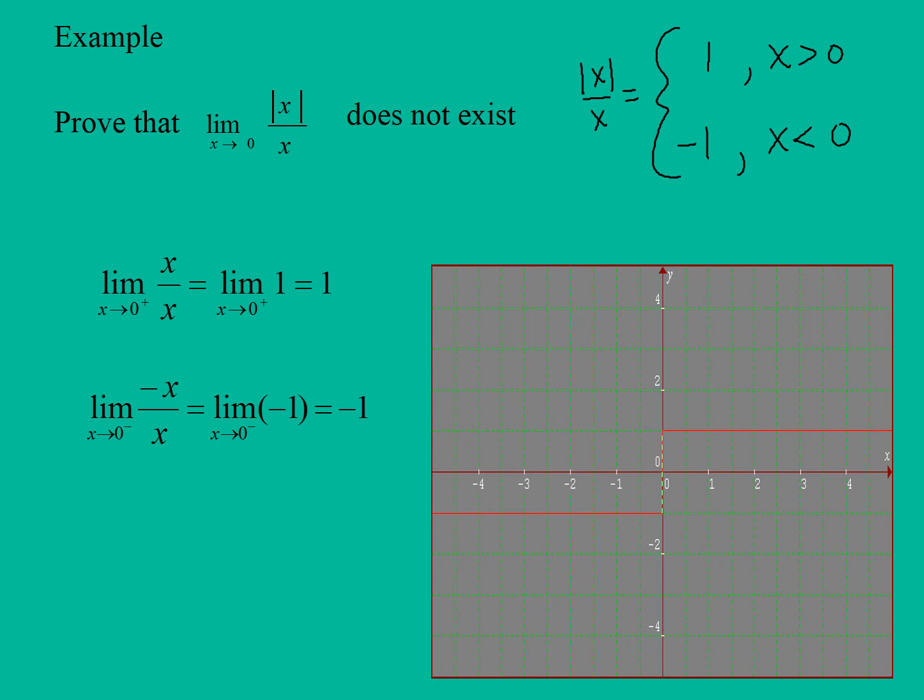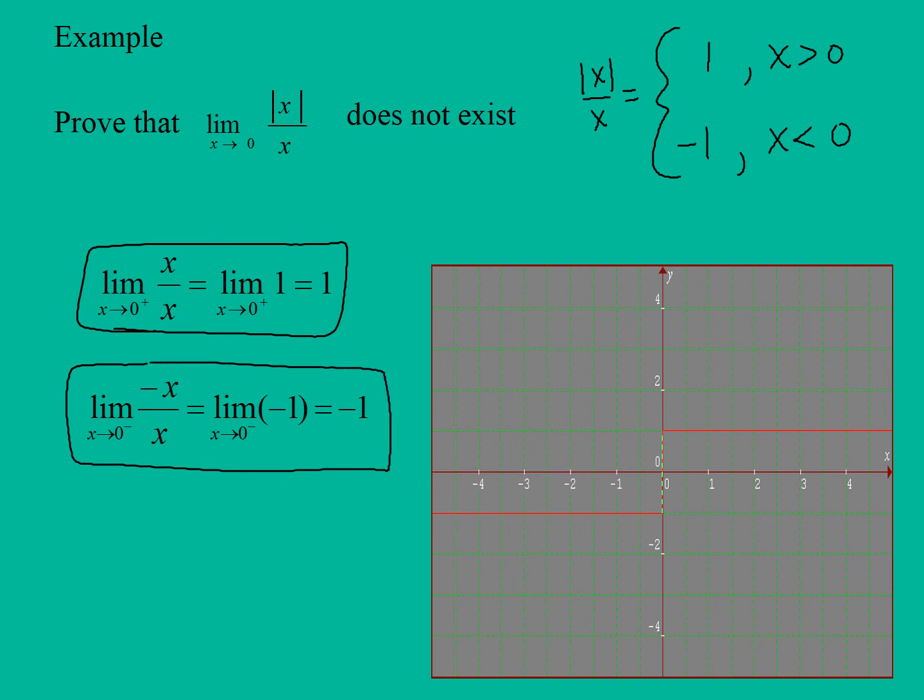And if we looked at that graphically, we can see this matches up with our piecewise function. So now we can see where these come from algebraically and graphically. Now, since the one-sided limits do not equal each other, we've shown that this limit of the absolute value of x over x as x approaches 0 does not exist.